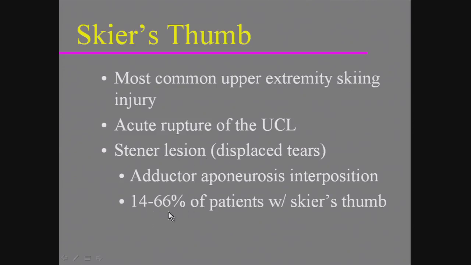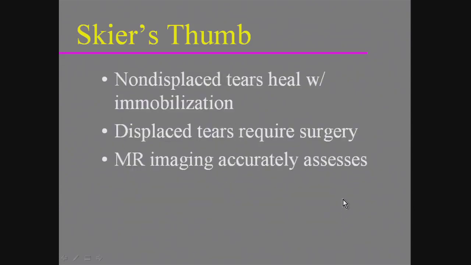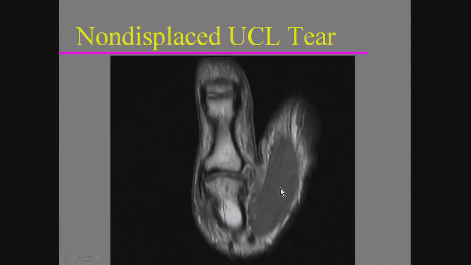And that's present in the literature somewhere between 15% and about 60% of patients that have a tear of the ulnar collateral ligament. Why is that important? Well, non-displaced tears of the ulnar collateral ligament can just be treated with immobilization, whereas the displaced tears require surgical takedown and repair. And MR is very, very useful to distinguish between these displaced and non-displaced tears.